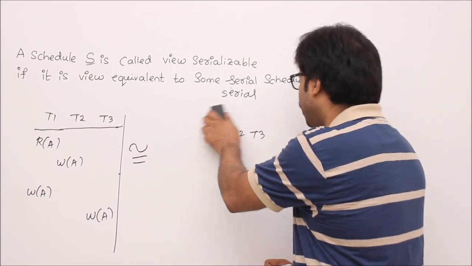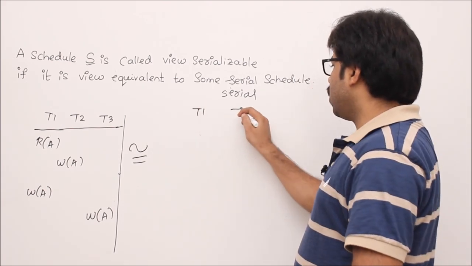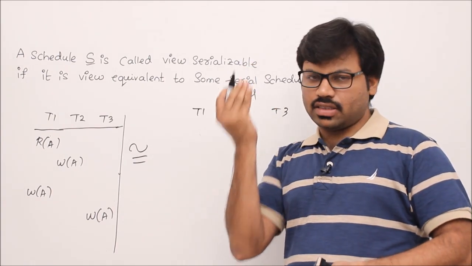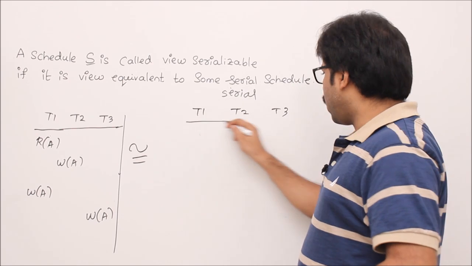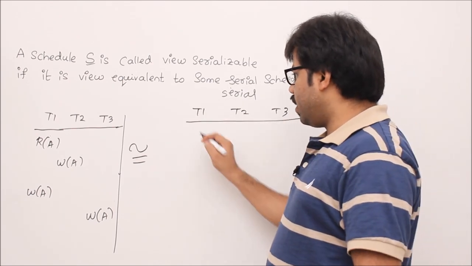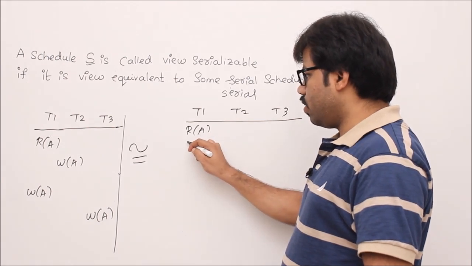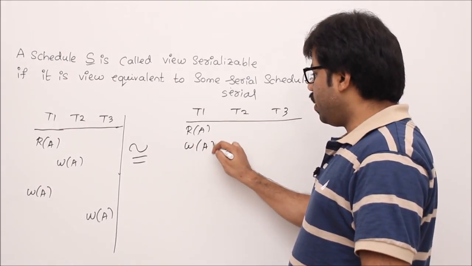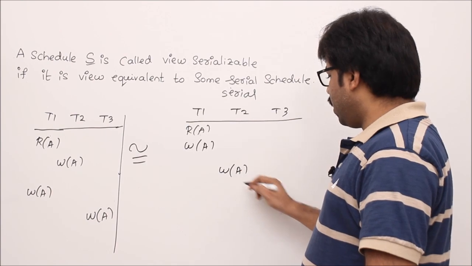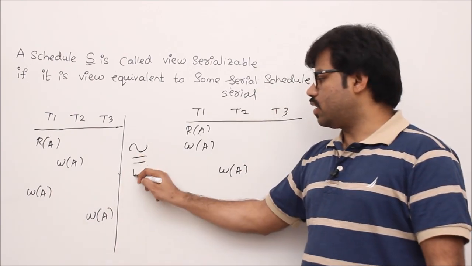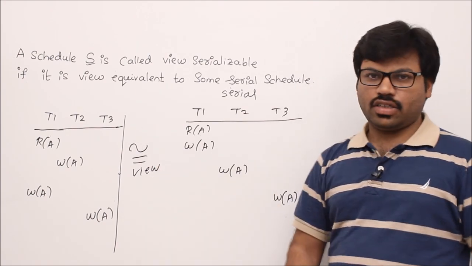Now you write T1, T2, T3. If you can imagine the schedule in your brain, that's okay. Otherwise you write it out: T1, T2, T3. T1 means all the instructions of T1, because we are writing a serial schedule. Read A, write A. Now T2, write A. T3, write A.